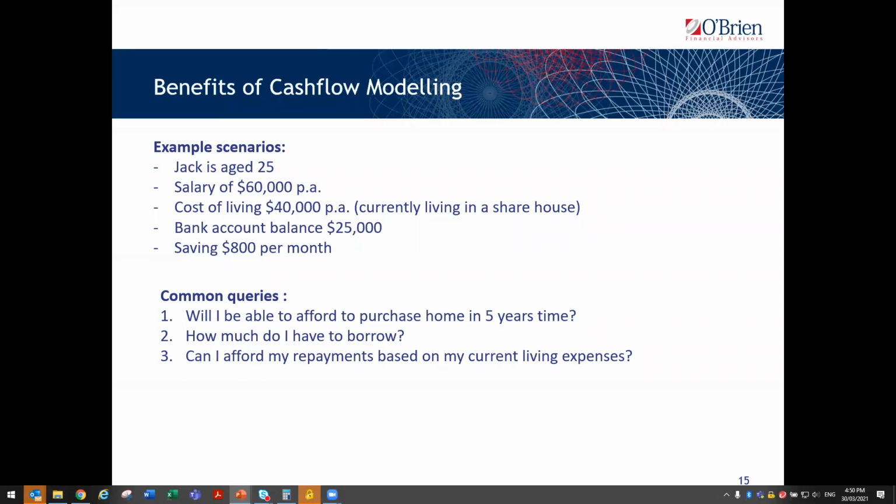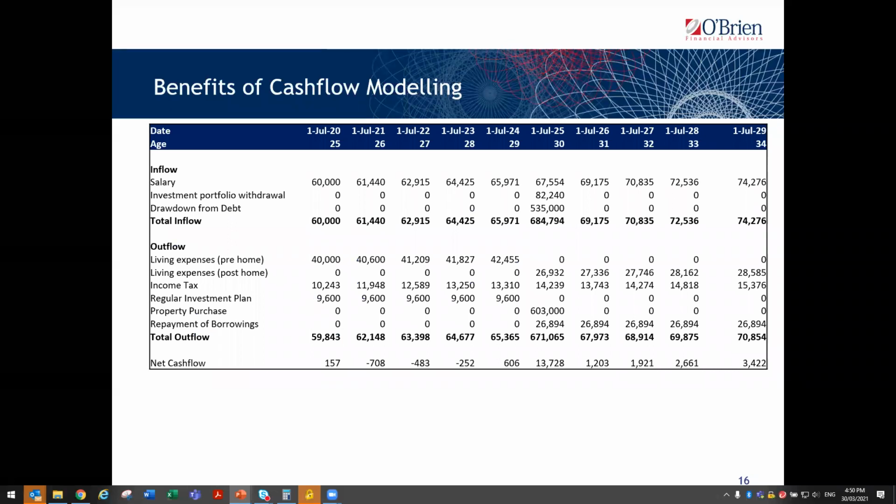So part of what we do as well is providing cash flow modeling with this scenario to help the client understand whether or not what they're trying to achieve is realistic or not. So we'll just show you how that normally looks. You can see in cash inflow, there's the salary that's coming in, there's the living expenses, home purchase, and the relevant income tax that's being paid from the salary. Having an $800 savings plan that we've directed to an investment portfolio, the client has a cash surplus of about $157.